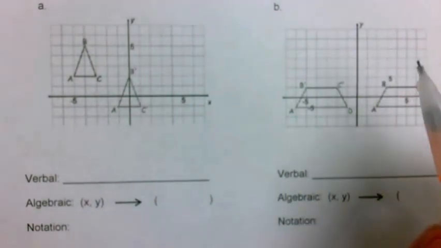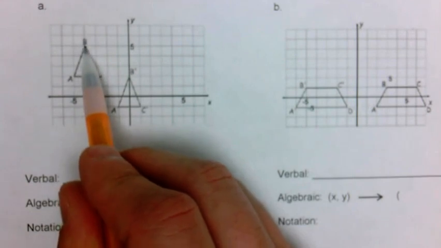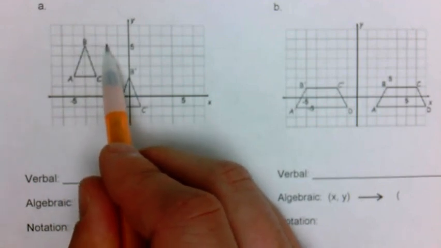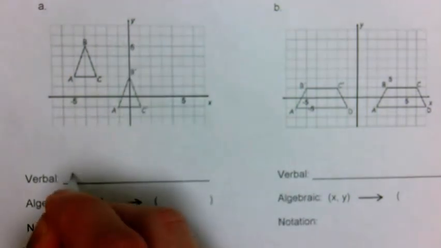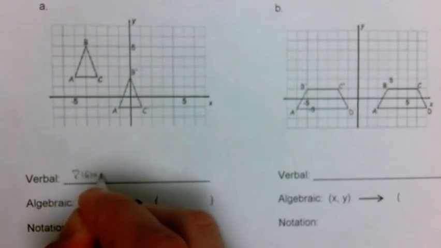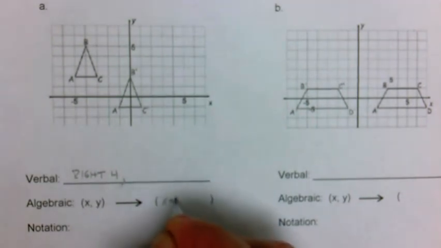Remember that with a translation, you're going to be moving horizontally first, and then you're going to be moving vertically. So here's point B. I have to first move it horizontally until it's straight above point B prime. So I'm going to move point B 1, 2, 3, 4 units to the right. So that means we're going verbally to move right 4. And when we move right 4, we take our x coordinate and we add 4 to it.